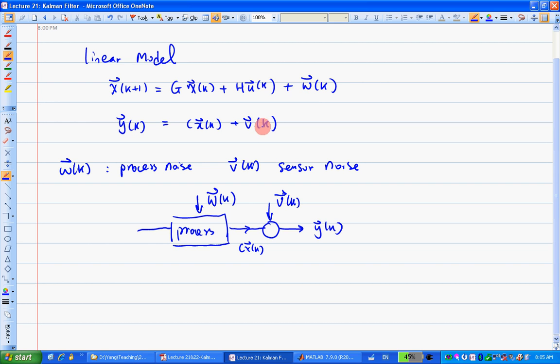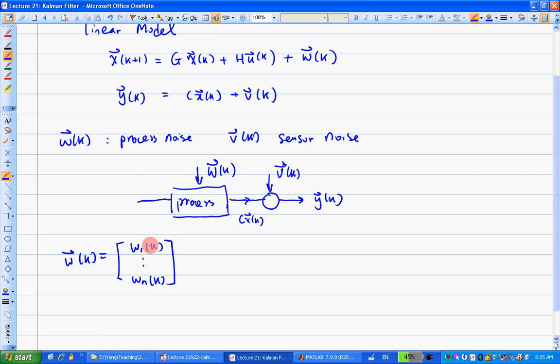So W of k and V of k here: W of k will equal W1 of k up to Wn of k. Each one of them, in our case, we're going to consider as white noise. Remember in the previous lecture, this is a so-called random vector. Now, if we consider all of them as white noise, we consider this a white vector, a white noise vector. Same thing for the V.